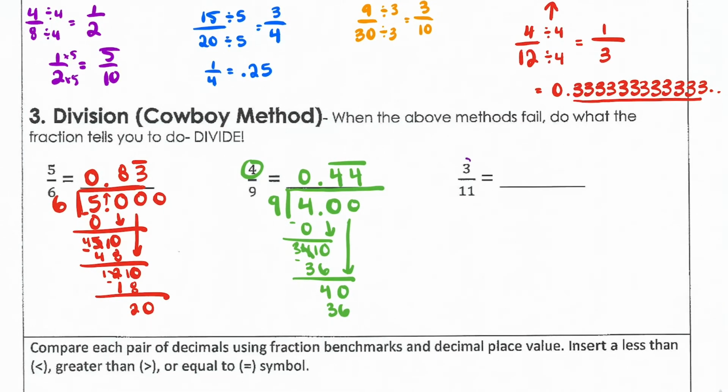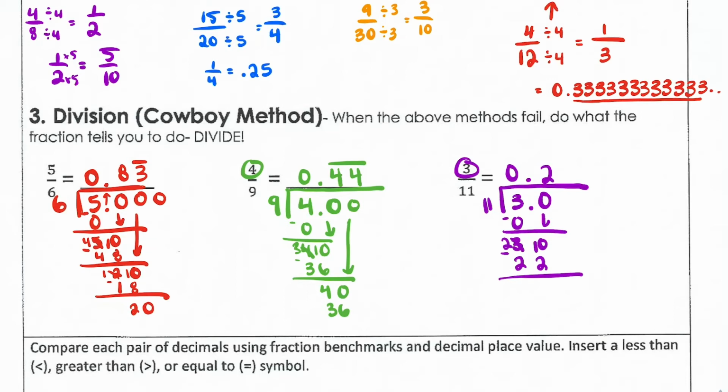Okay, so cowboy goes inside the house, horse stays outside. 11 definitely doesn't go into 3, so I'm going to immediately put my decimal and make it float to the top. So that's a 0. 0 times 11 is 0. I subtract, and then I bring down this 0. 11 goes into 30 2 times. 2 times 11 is 22. I subtract. I need to borrow here. That becomes an 8, right? 10 minus 2 is 8. 2 minus 2 is 0.